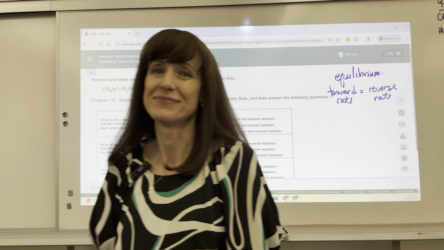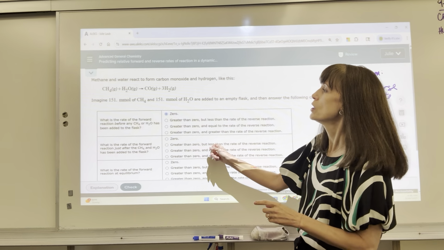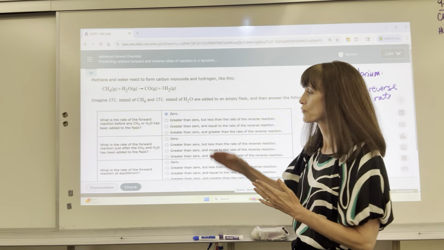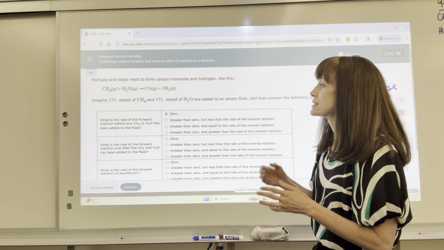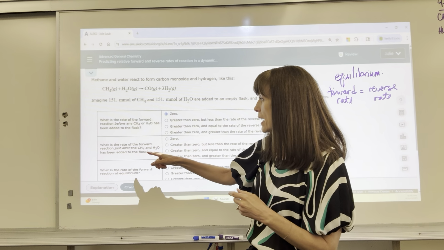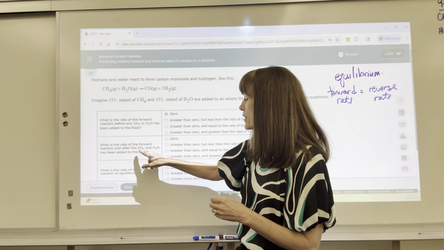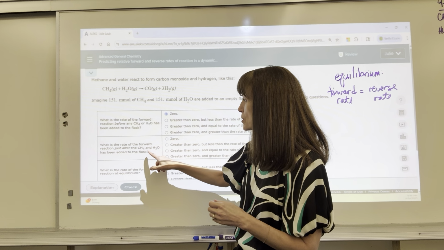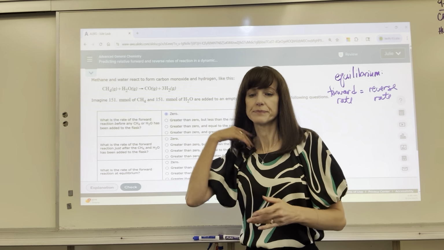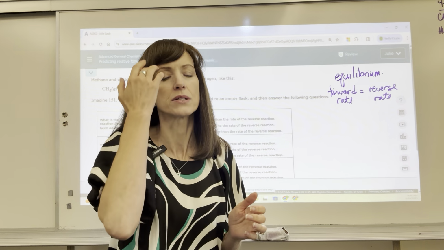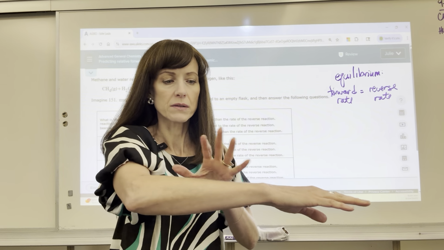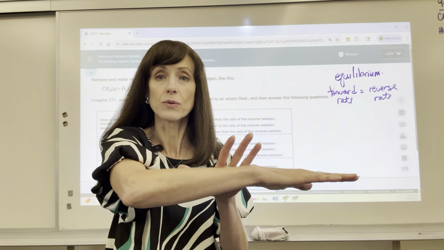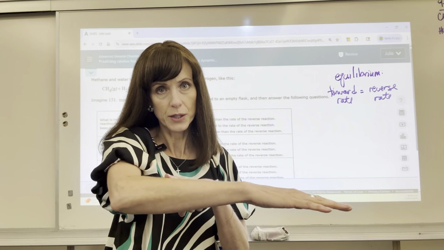All right, now number 2. This is the one where you have to think the most. There's 4 questions. The second question is the one where you really have to think. It says, what's the rate of the forward reaction just after the CH4 and the H2O have been added to the flask? So I like to use a teeter-totter with my students. Let's say that here's my beautiful teeter-totter, completely in balance. This would represent equilibrium. Forward, reverse rates are equal.